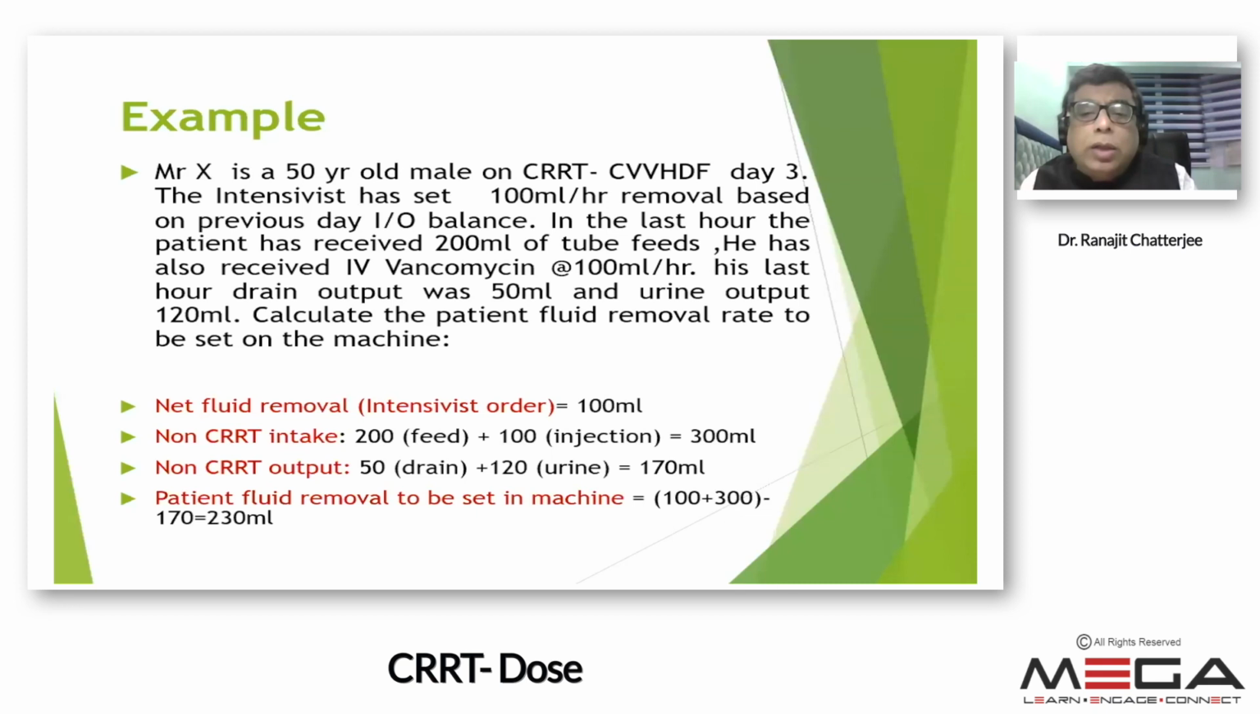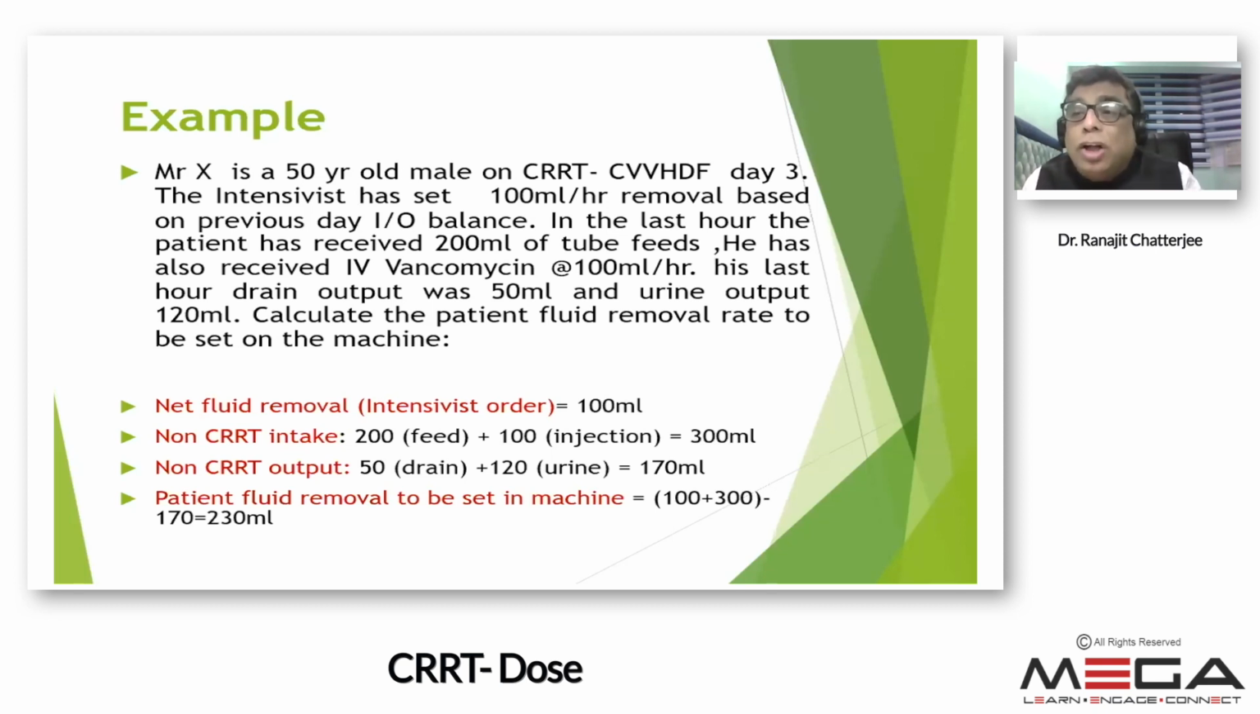So you want to remove how much? 100 ml. Net fluid removal, intensivist wants 100 ml. Your non-CRRT intake is 200 ml in the form of feed and 100 ml in the form of injection, that is 300 ml. And your non-CRRT output is 50 in the drain and 120 in the urine, that is 170 ml. So in order to remove this 100 ml from the patient, what do you have to set up in the machine? 100 plus 300 minus 170, that is 230 ml. If you set 100 there, basically you add on fluid to the patient rather than taking fluid out from the patient. This is the crux of the calculation.